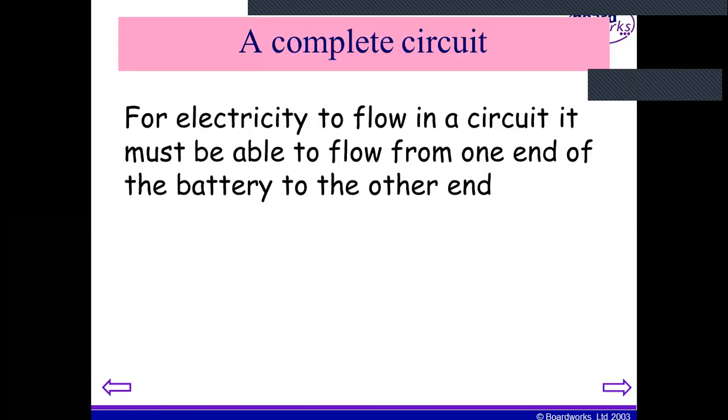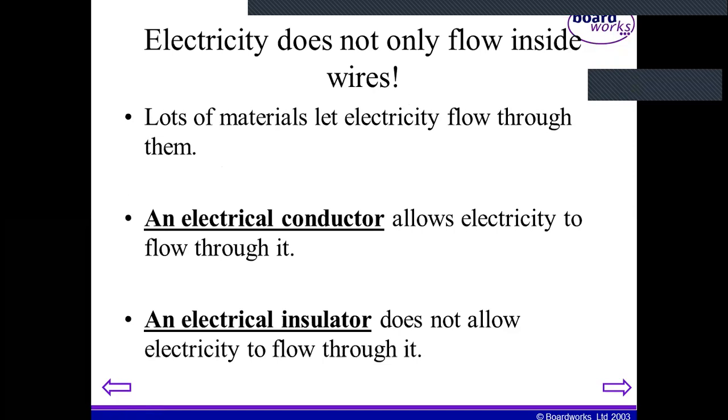So for a complete circuit, for electricity to flow in a circuit, it must be able to flow from one end of the battery to the other end of the battery, right? So that's why it needs to be connected with wires. All of the circuit needs to be connected with wires.